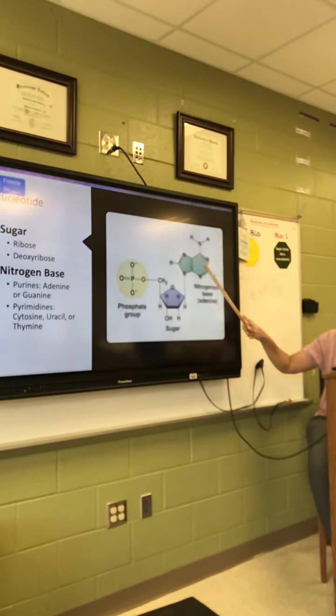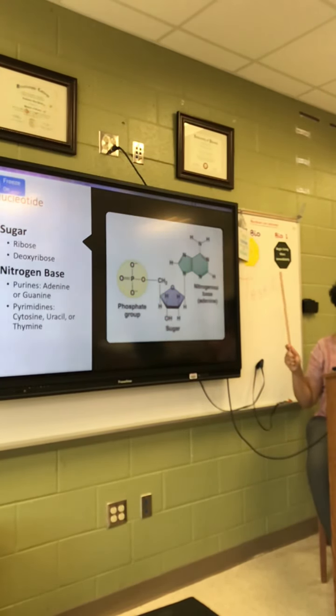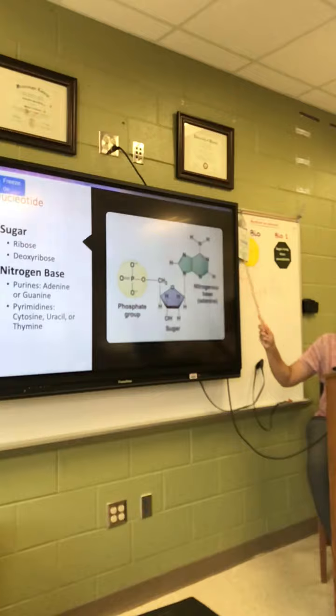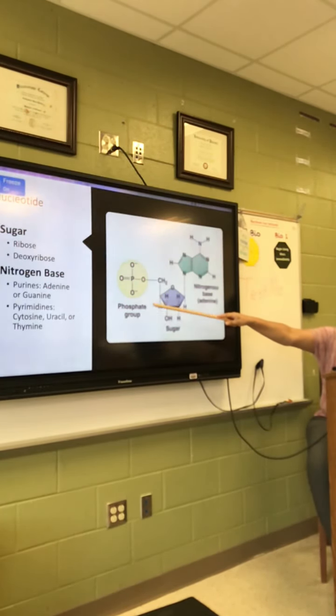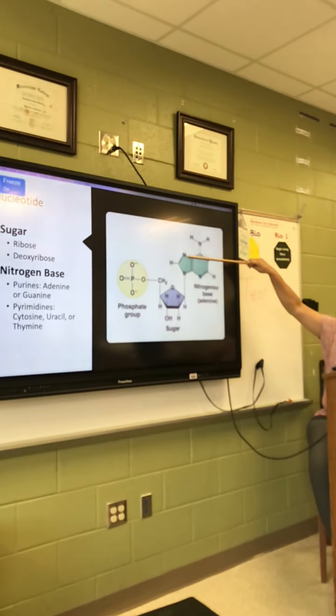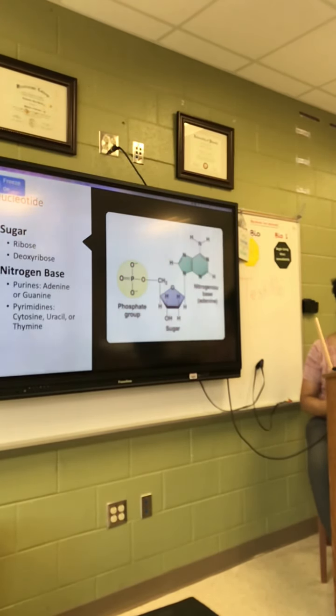Now, I want you to notice something about this base. How many rings do you see here? 2. Some of the nitrogen bases have 2 rings. In fact, 2 of the 5 have 2 rings. The other 3 only have 1 ring, okay? So, the 2 bases, adenine and guanine, have 2 rings. And because they have 2 rings, we call them purines. P-U-R-I-N-E-S. Purine equals 2 rings. Okay? Make a note of that. Purine equals 2 rings.